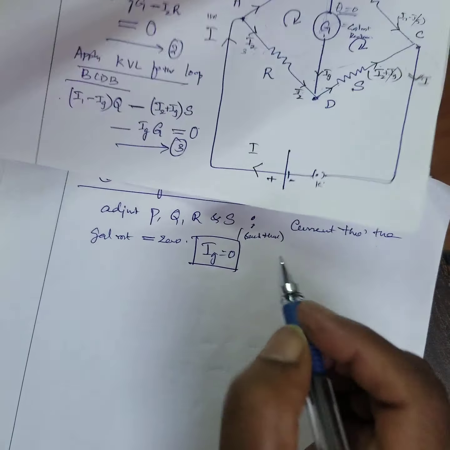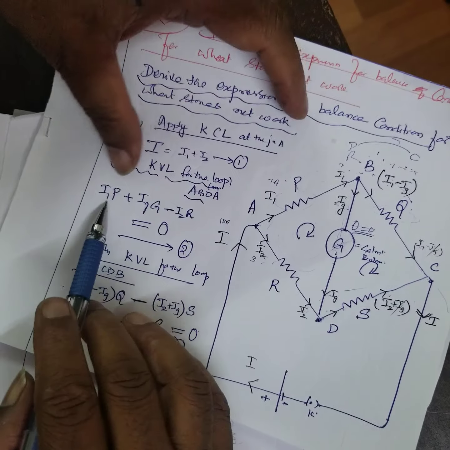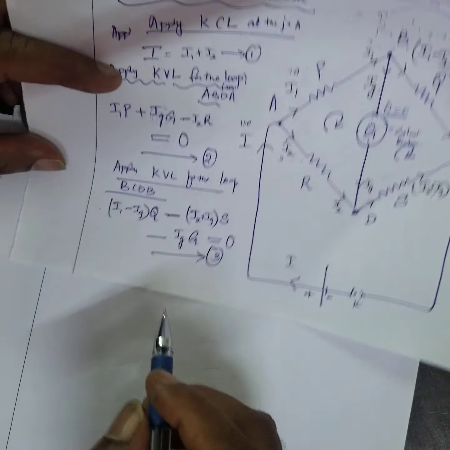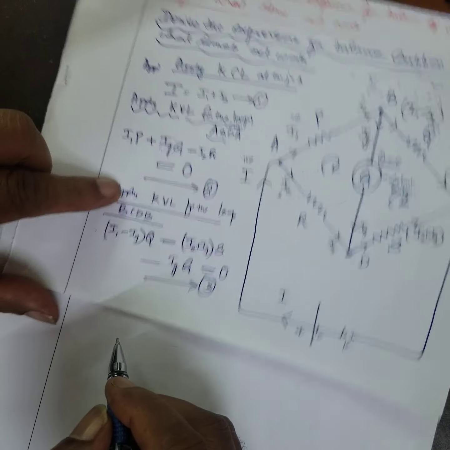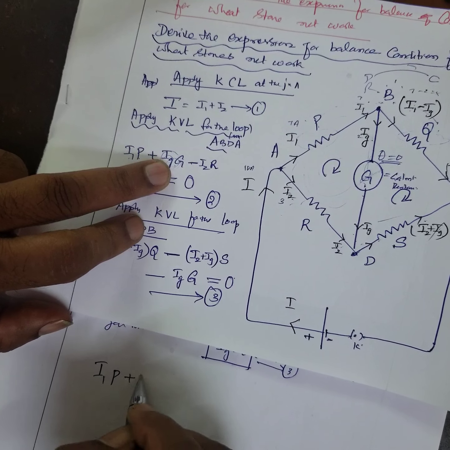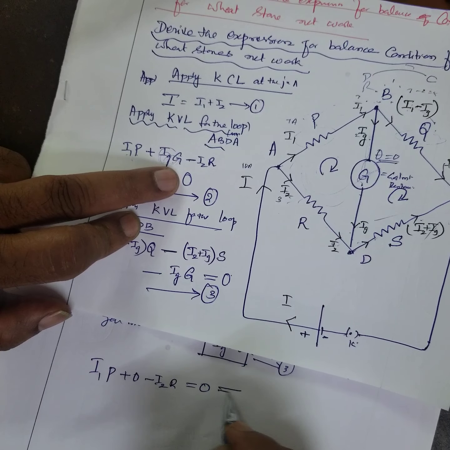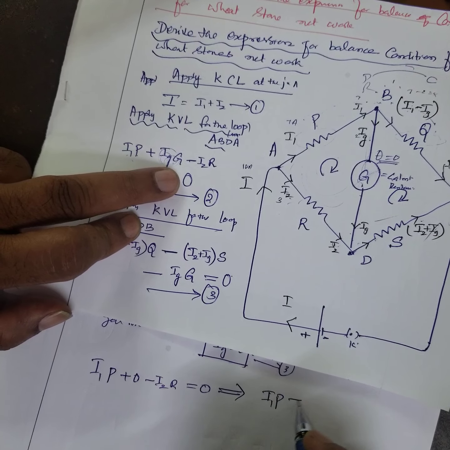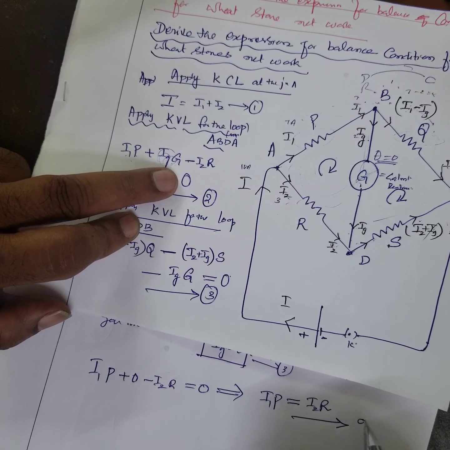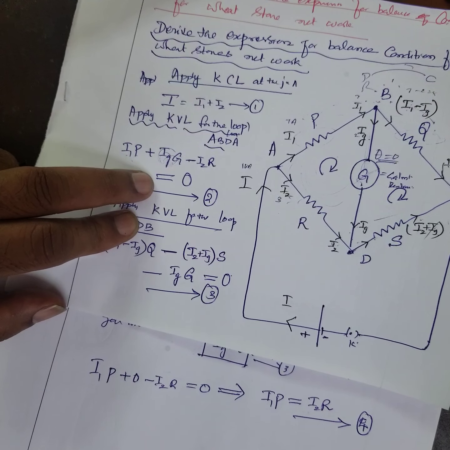When Ig is 0, this is in what equation? The second equation and the third equation. You substitute here. When Ig is equal to 0, this becomes 0, isn't it? Therefore, I1 P minus I2 R equal to 0. Therefore, I1 P equal to I2 R. This is the fourth equation. You can write it.